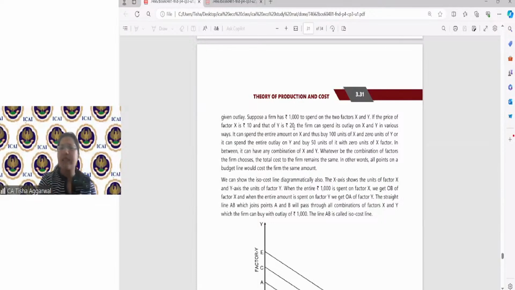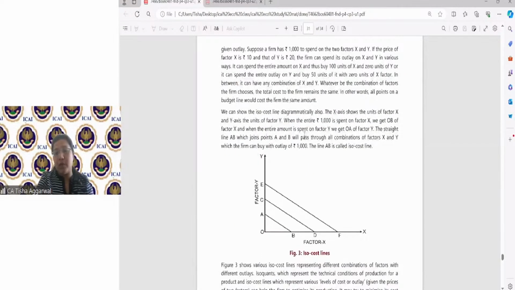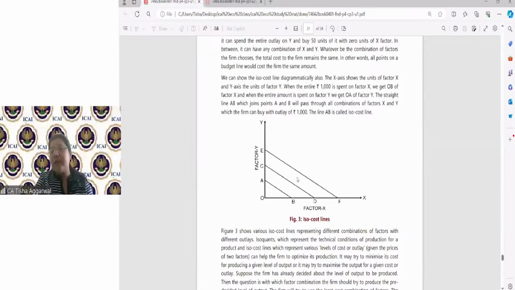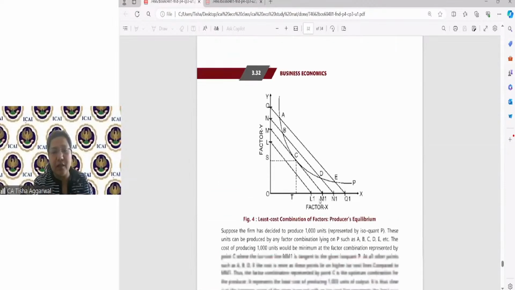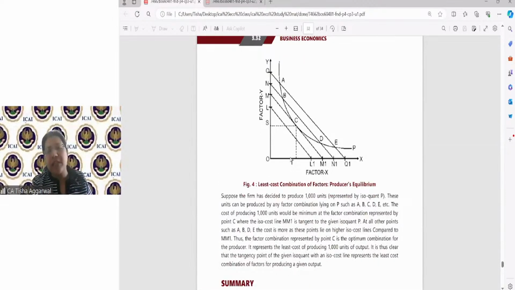So the iso-cost line: when the entire 1,000 rupees is to be spent on something, you have to understand how this whole outlay is going to take place. This line AB is also called the iso-cost line. When you put it with the isoquant, you get the maximum level of production. Look at this, the iso-cost line with the isoquant curve. This point C is the ideal situation wherein the production should take place. Why? Because it is the maximum amount.